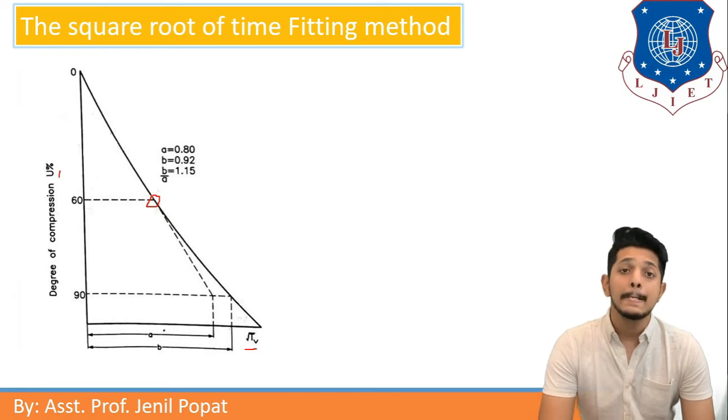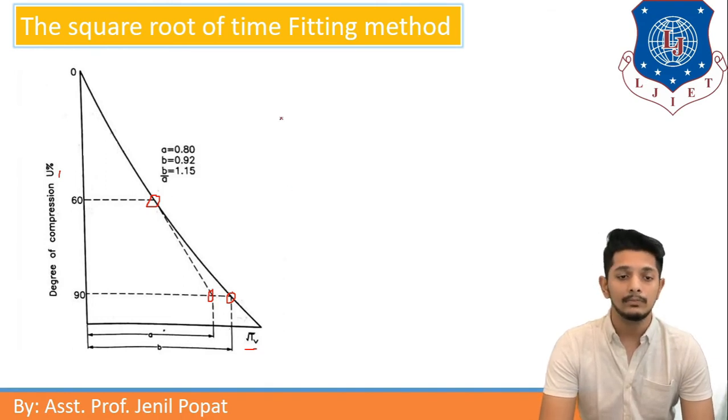If I extend this linear graph up to here and give it the name A, the width A, and the actual graph width as B, and compare them, B by A comes to 1.15. In simple words, it means if the graph is not linear, it is 1.15 times the linear value at 90%.